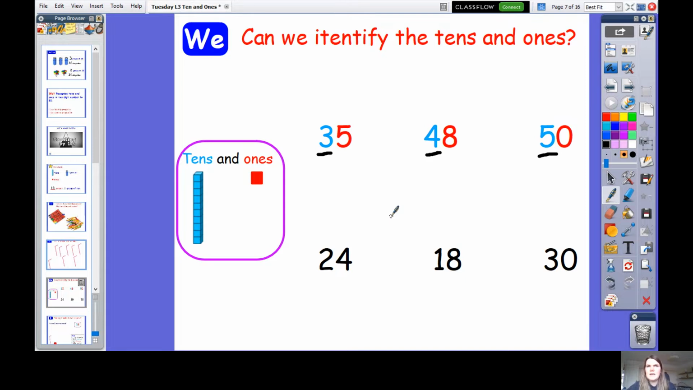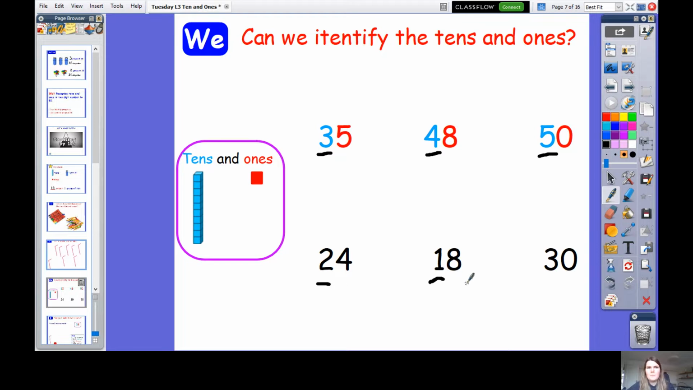I've got 24. What would my tens be in 24? The 2. Very good. Why would it be the 2? Because it's 24, so it's 20. Very good. What about 18? What's the tens in 18? The 1, you're absolutely right.